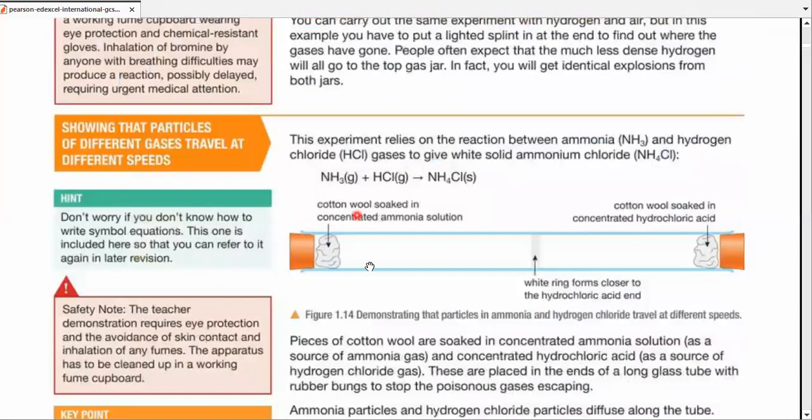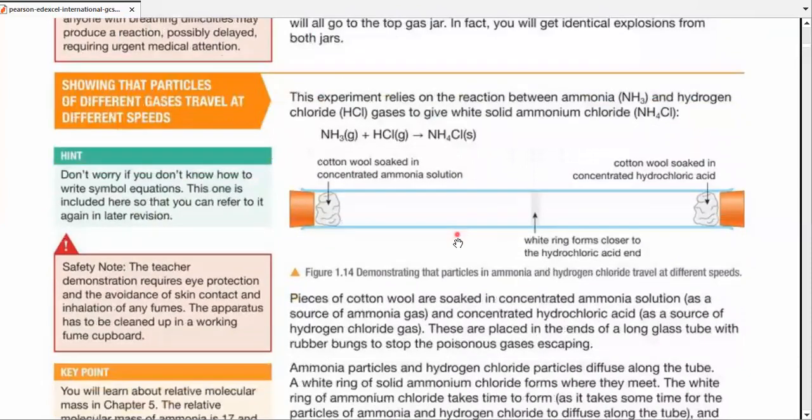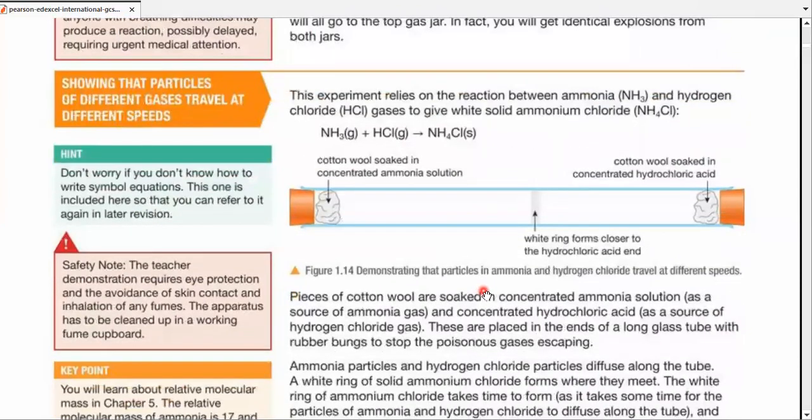This example has been used in past papers. Do you understand this one properly? Because this example at this part of the book is very simply explained. Yeah, I've seen this before. Okay. Do you understand why one of them travels faster and one of them slower? Because the ring is closer to the other side. No, so I will explain.